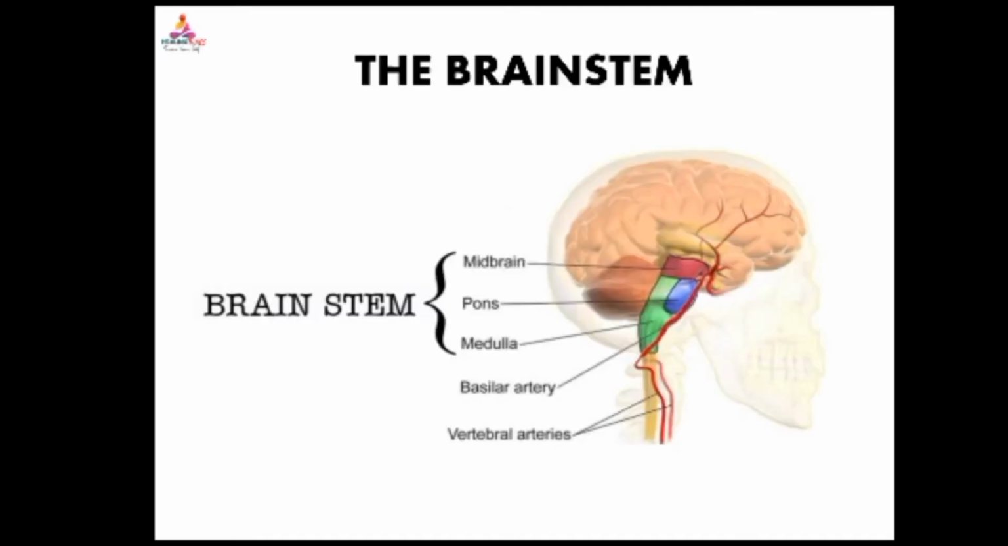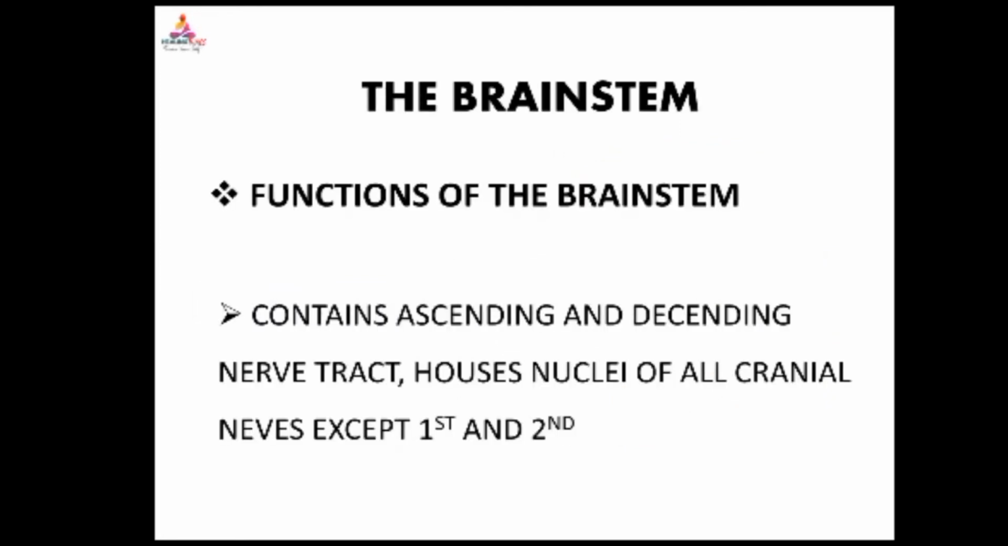Next part is the brainstem. It is the stem-like part of the brain between the forebrain and the spinal cord. It consists of three components from above downwards: midbrain, pons, and medulla. Function of brainstem is to contain ascending and descending nerve tracts, and it houses nuclei of all cranial nerves except the first and second cranial nerves.